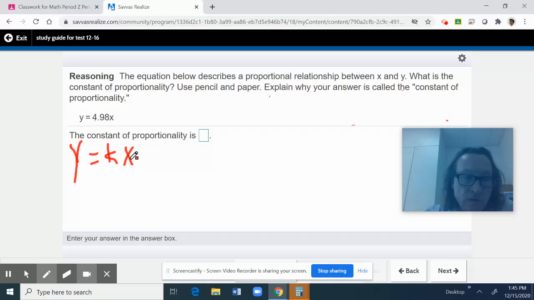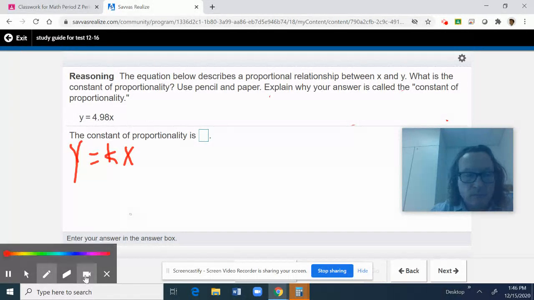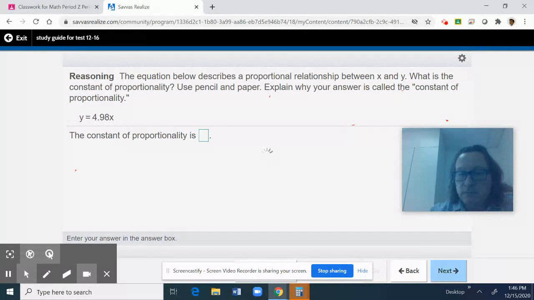So all we're looking for, as Jaden Moore told us today in period Z, is you just need to see what's in front of the x. In this case, it's 4.98. If there was a fraction, so it's the only number out there, you want the whole number. So my answer would be 4.98 for this one. That's what you would put in here. That's all you're looking for on question two. What is in front of the x? So let us take a look at question three.